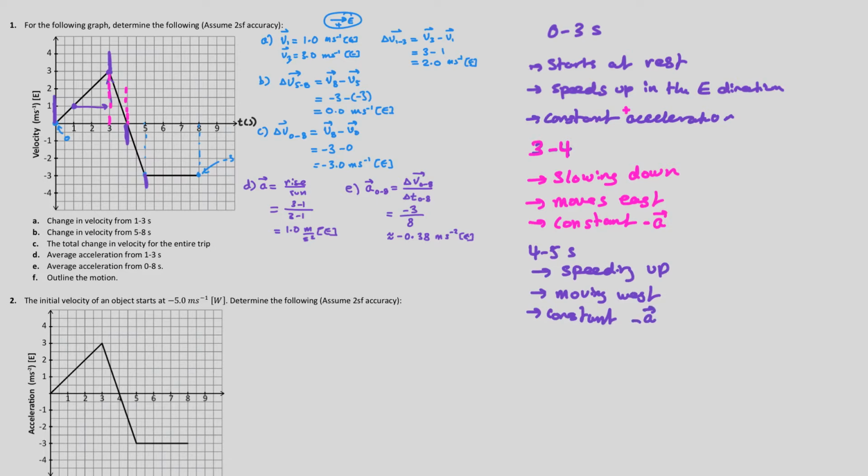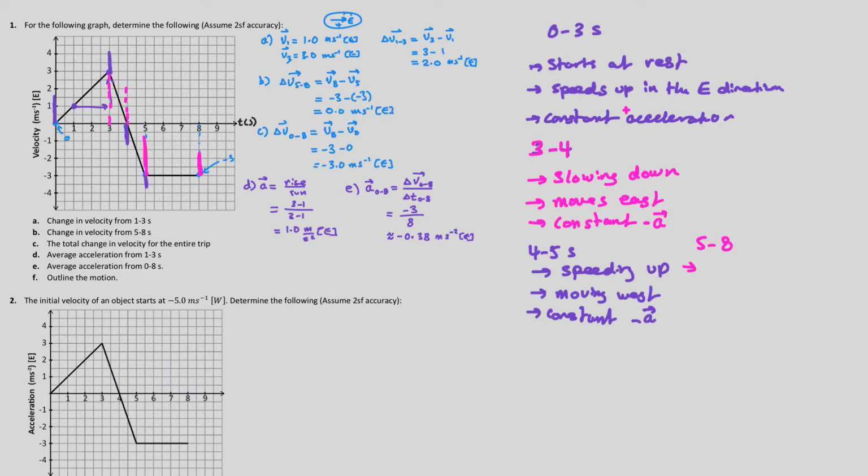We can see it's negative because the slope is negative, so that means acceleration is negative, and it's constant because the value of the slope isn't changing. And that's kind of it. Nothing else for this. And finally, this region to this region, that's 5 to 8 seconds. What's happening?